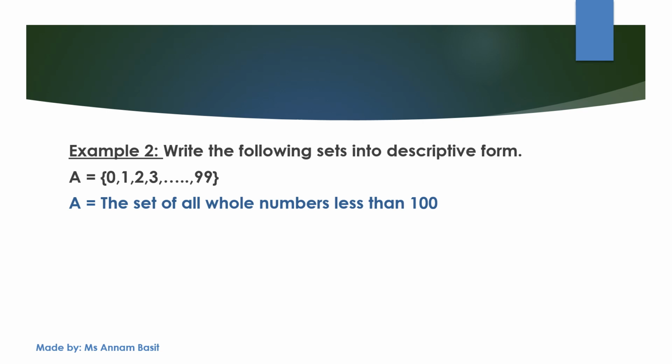There can be two statements for it. You can either write the set of all whole numbers less than 100, because we know that whole numbers start from 0, or you can also write it as the set of all numbers from 0 to 99.